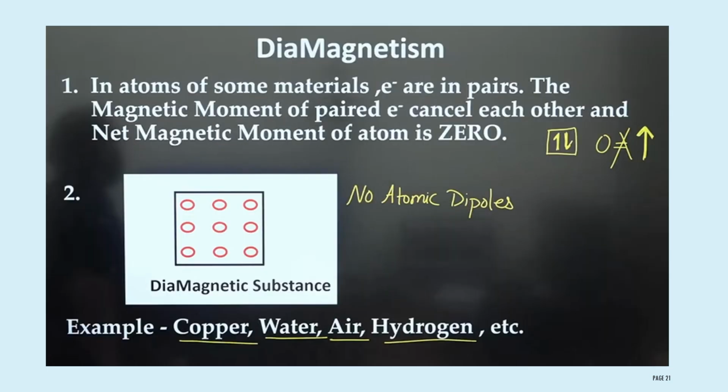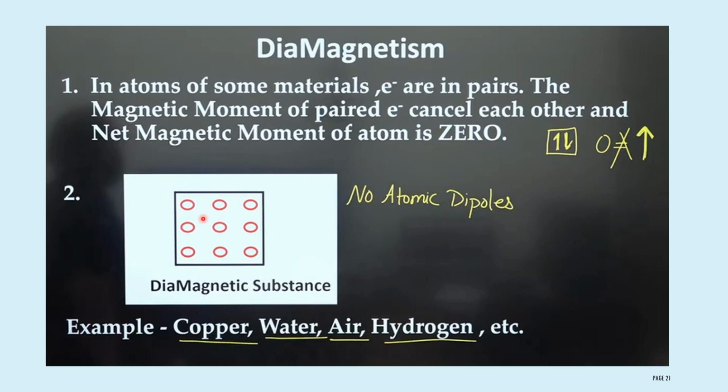Let us discuss diamagnetism in detail. In an atom of some materials, electrons are in pairs. In the case of diamagnetic materials, electrons exist in pairs. The magnetic moments of paired electrons cancel each other, so the net magnetic moment of an atom is 0. In a diamagnetic material, the magnetic moment of one electron points upward and the magnetic moment of another electron points downward. These two magnetic moments are opposite to each other. Therefore, they cancel each other, and the net magnetic moment of an atom is 0.